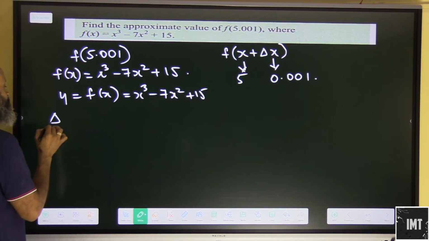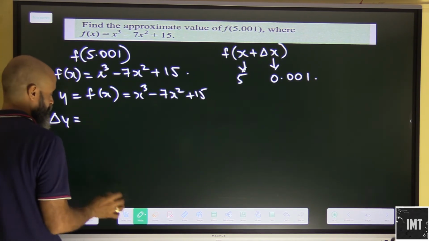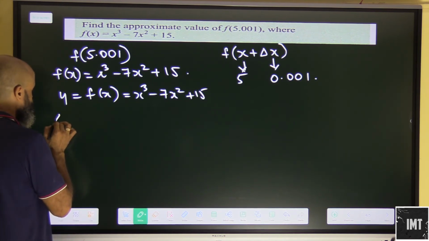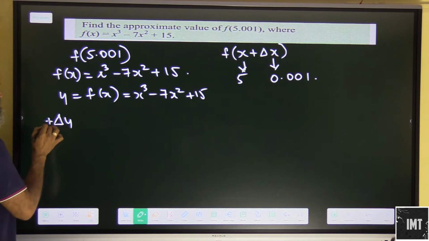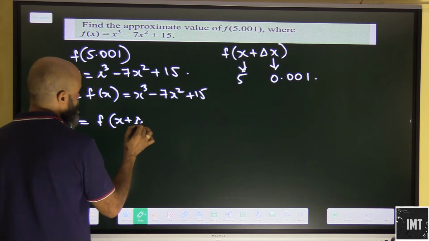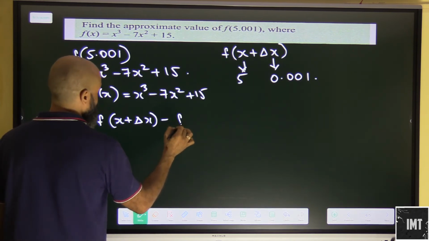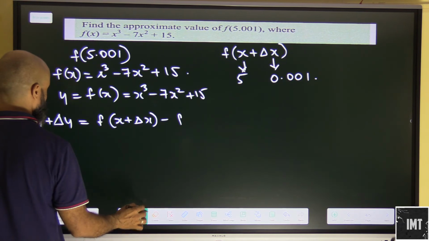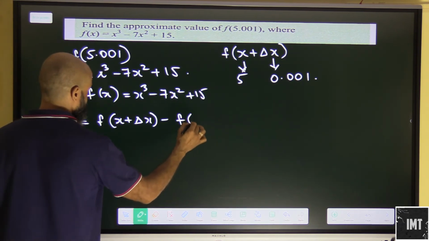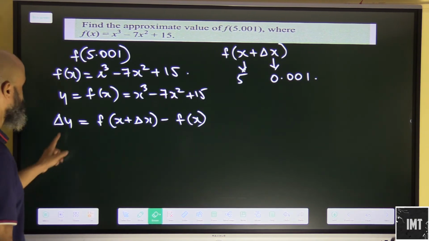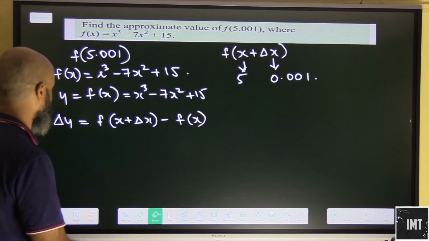So here we have delta y, or let's say y plus delta y, will be equal to f(x plus delta x). You can say that delta y is equal to f(x plus delta x) minus f(x).